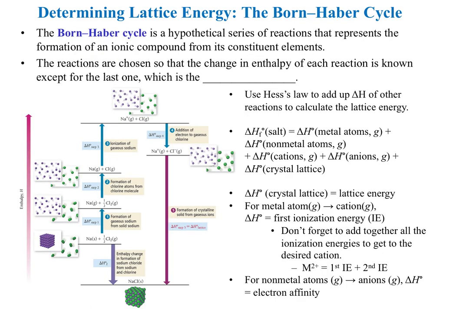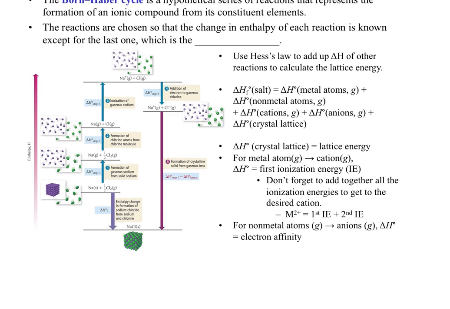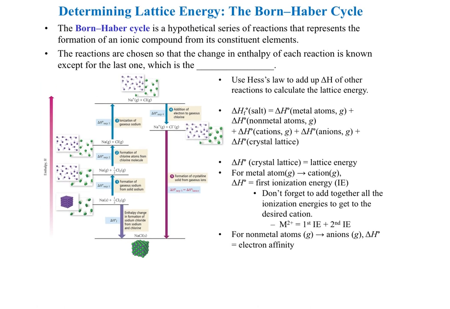The Born-Haber cycle is a way that we can create sodium chloride, and basically any ionic compound, from its constituent elements. For sodium chloride, it's making salt from sodium atoms and elemental chlorine. We know all of the steps in this process other than the last one, which is the lattice energy.